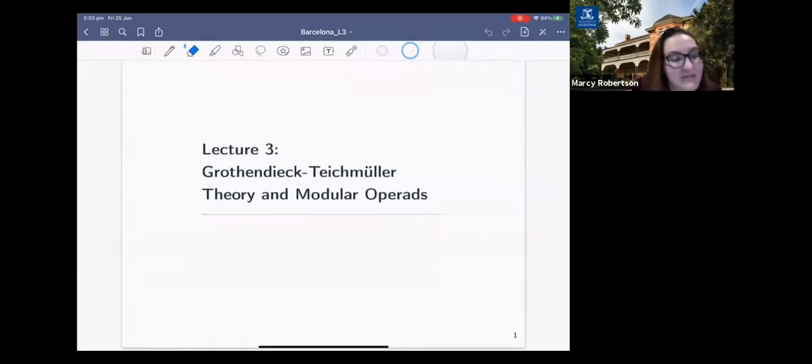But okay, so today's lecture is different from the last two in a couple of ways. So I'm going to be explaining infinity modular operads, why I even started thinking about them in the first place, and how modular operads relate to Grothendieck-Teichmüller theory.